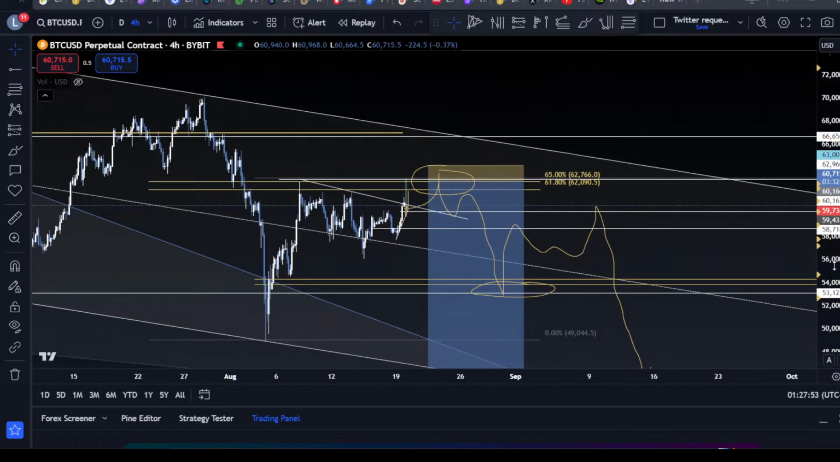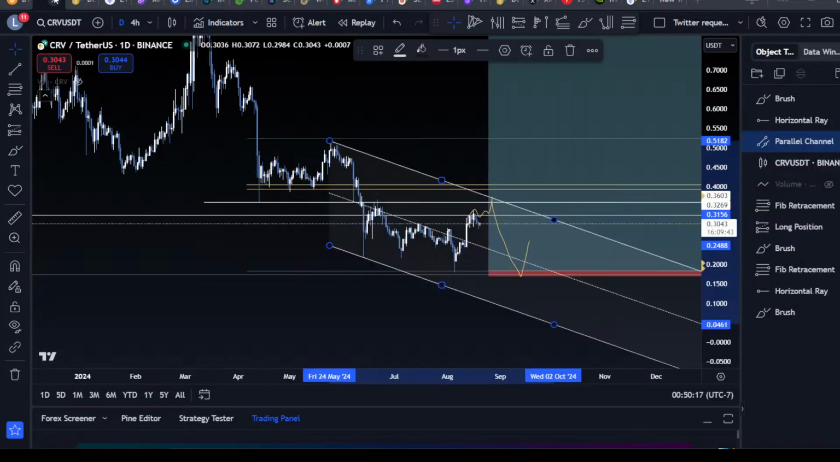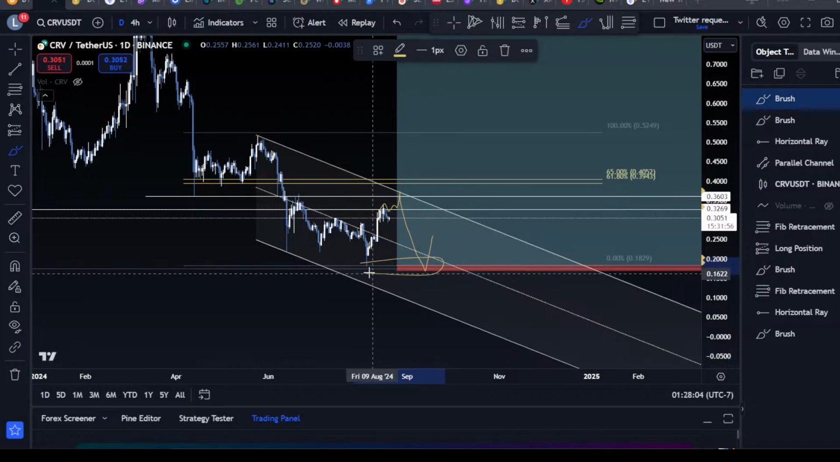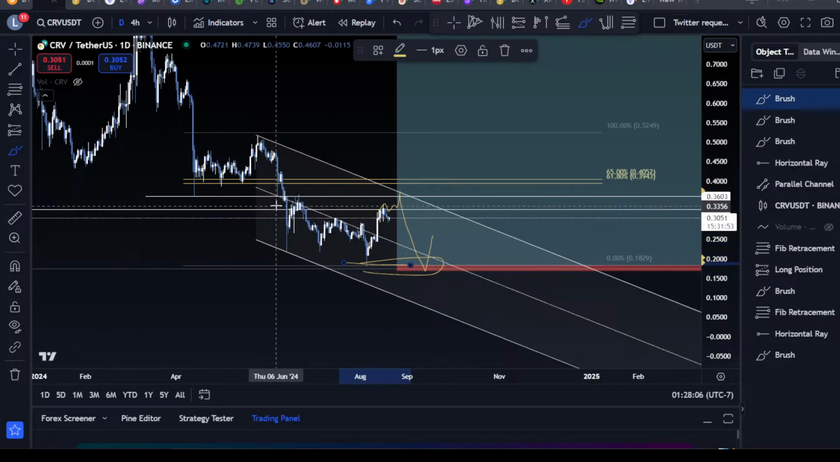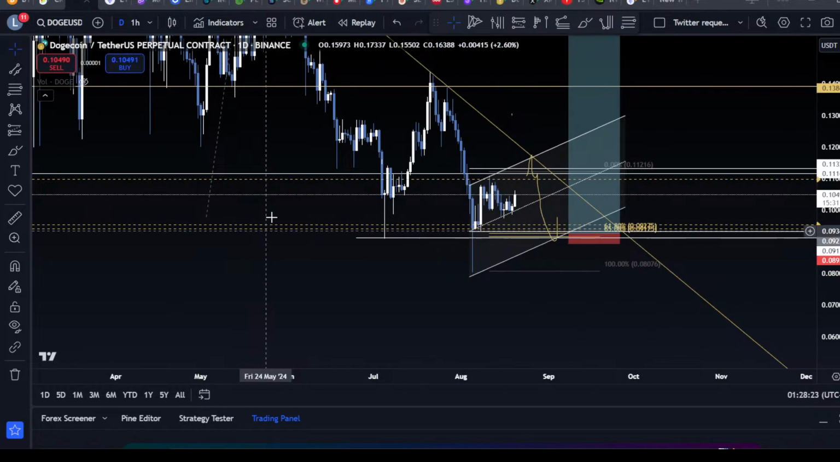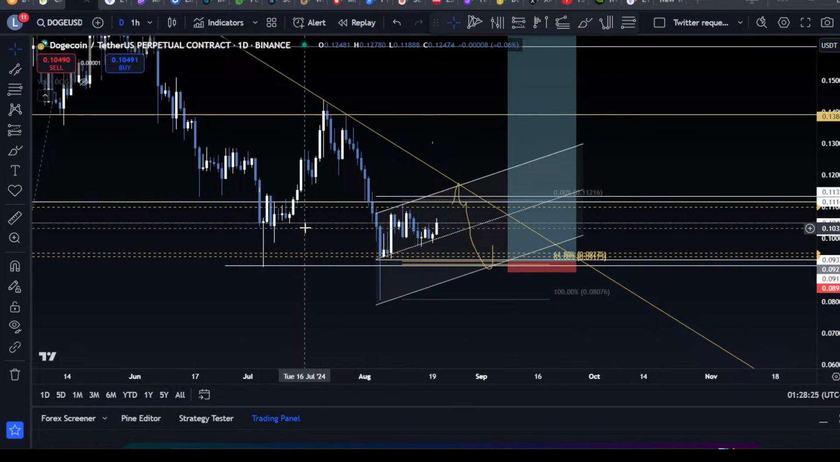We'll look at some alts here as well. There's a couple ideas I'm looking at. I don't know how likely this is on CRV. I'm not really interested in the short so much, but I wouldn't mind just being prepared to long a sweep of this wick if we get it. Again, not particularly sure how likely that is. I have some alerts down there. If I get it, I'll trade it. And that's going to be a theme that you'll notice on lots of these alt charts: I'm not trying to predict what price will do, but what I am trying to do is be prepared for really key ideas to trade if I get them.